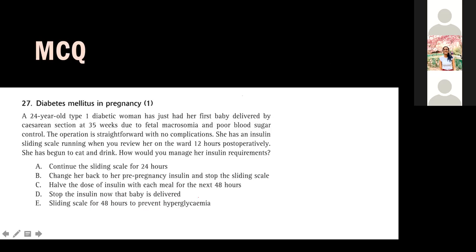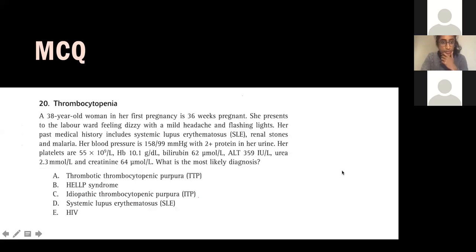Okay. Most of you guys got the right answer. So it is B. Because she's eating and drinking, you can stop the sliding scale. And you want to change her back to a pre-pregnancy insulin because postpartum the requirements reduce. So you can change her back to that. So the answer is B for this one.